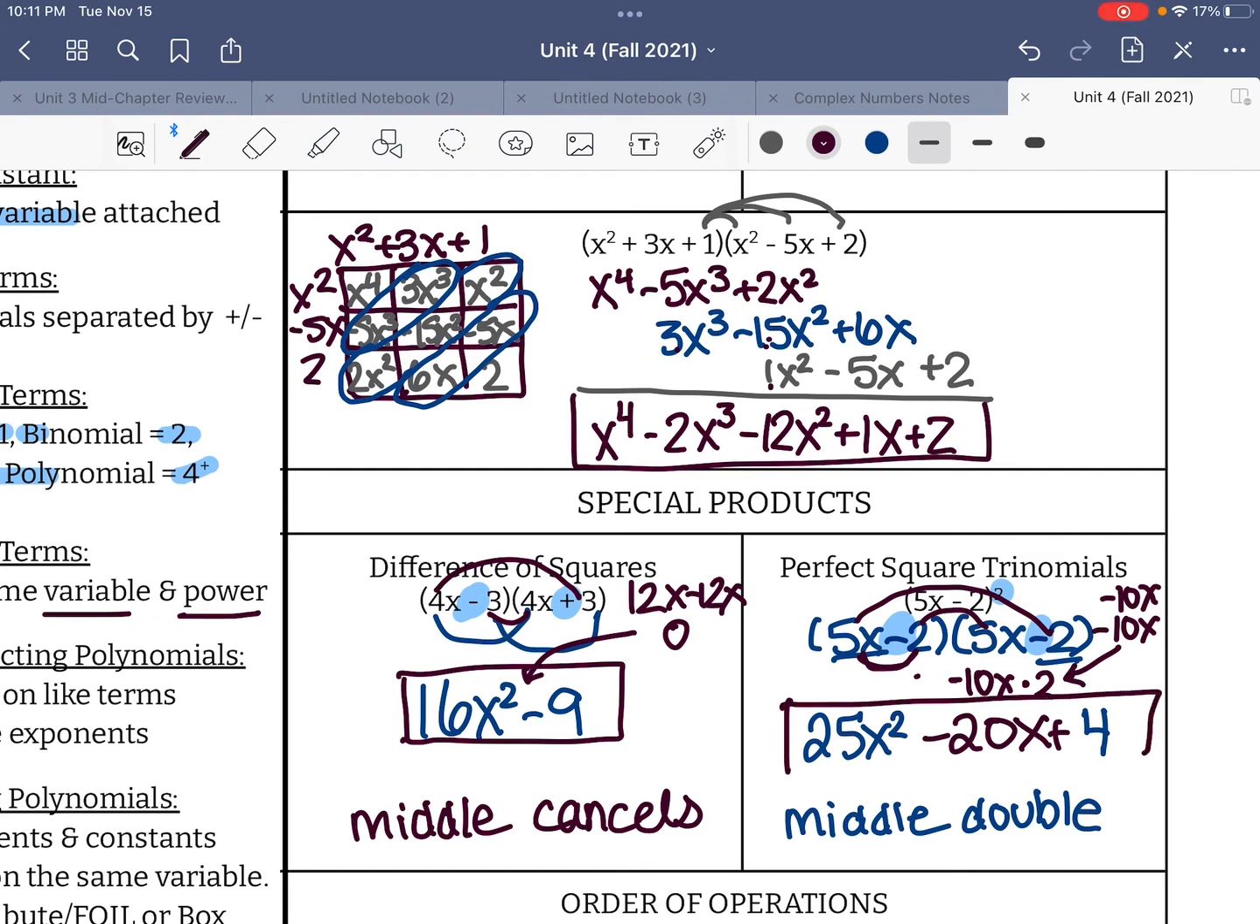This one isn't as much of a shortcut, but it does save you a little bit of work once you get used to the pattern. So these two things are just shortcuts that you can use if you want to, or you can take the long way out and multiply it out every single time if you don't trust the shortcut.